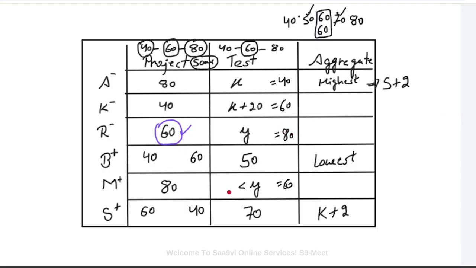Now, whatever the weightage comes out to be, if I compare now, A has to be the highest in aggregate. Now, with this configuration, I don't get A as the highest because 80 for A and M are the same, and in the test A has 40 and M has 60. Automatically, M is going to be the highest. That means this can't be 60. This has to be 40.